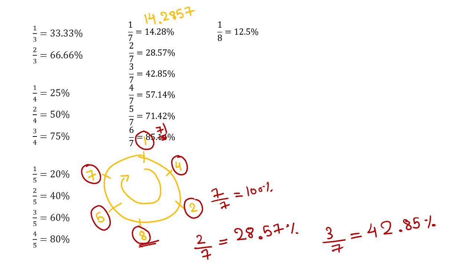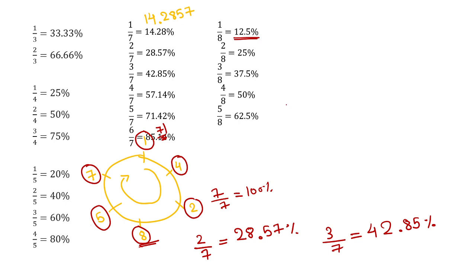Is it fine, Khushi? Yes, sir. Okay, let's go further. 1 by 8 is nothing but 12.5. If I think about 2 by 8, it is 25%. How would we get 3 by 8? We just multiplied this number by 3, 12.5 multiplied by 3, it is nothing but 37.5. What is 4 by 8, by the way? What is this 4 by 8? 50. Okay, it is 50. Very good. 5 by 8 is nothing but 62.5.